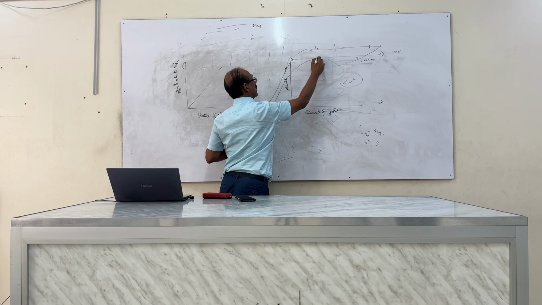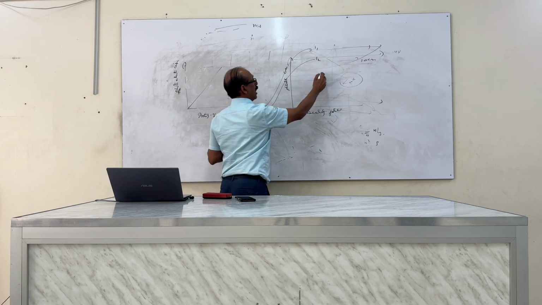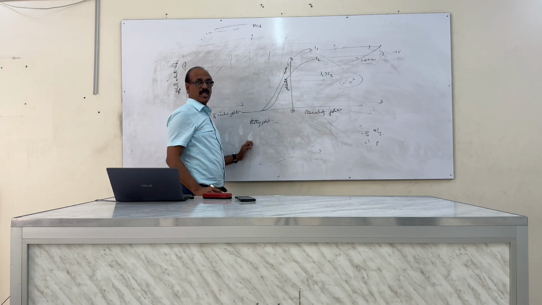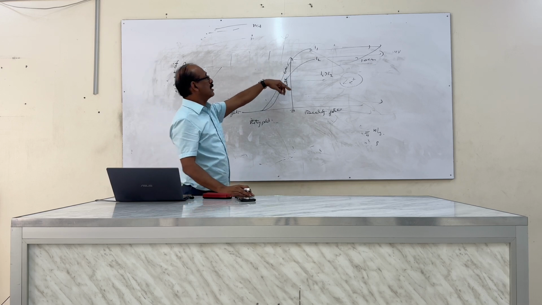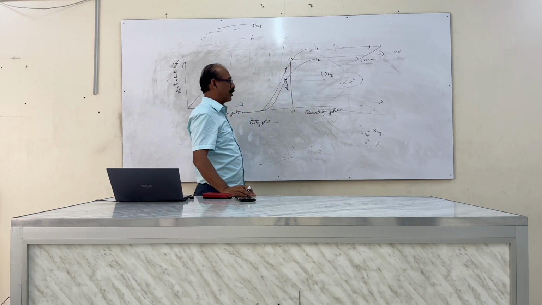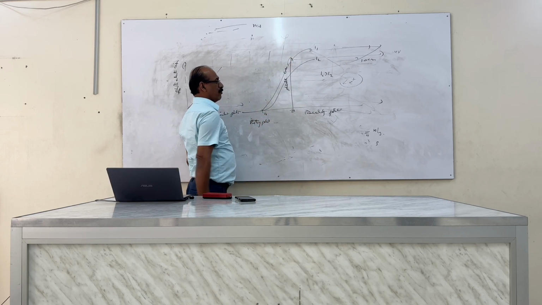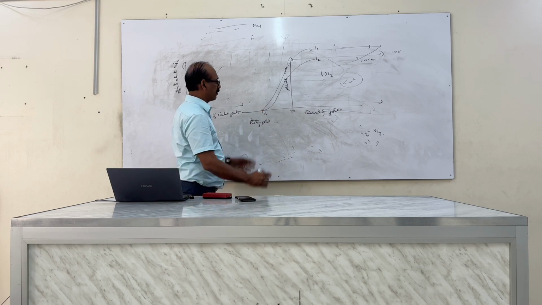This is intensity I1, I2. Here I1 is greater than I2. In the question, if they say I2 is greater than I1, then here you have to mark I2 and here you have to mark I1. This is the stopping potential, we all know. This is a very important graph.